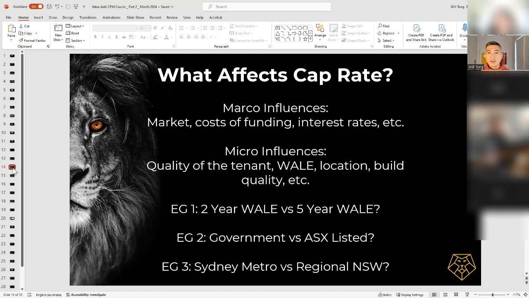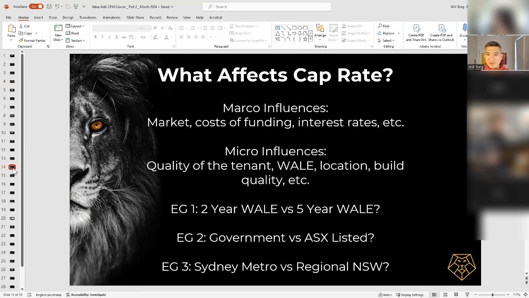Micro influences are more property specific. One of the things that would affect cap rate is the quality of the tenant. Are they an A, a AAA rated tenant business or a B rated tenant? What is the WALE, the weighted average lease expiry? So how long do I have secured income coming in from this investment? Obviously the location, is it metro? Is it regional? The build quality of the actual building, etc. So there's a number of micro influences that affect the cap rate.